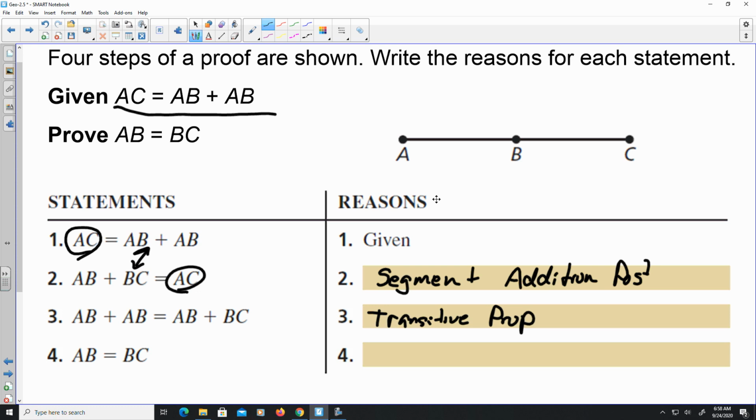And then finally, they have here AB is equal to BC. The reason why we can say that is because you can subtract an AB from both sides, which then makes this cancel. So the subtraction property of equality is the reason we were able to do that. That's the proof. We're done. Some proofs take 3 or 4 steps. Some take 5 or 6. Sometimes they take more. But a lot of it is just being able to decode what they gave us and figure out what we needed to prove.